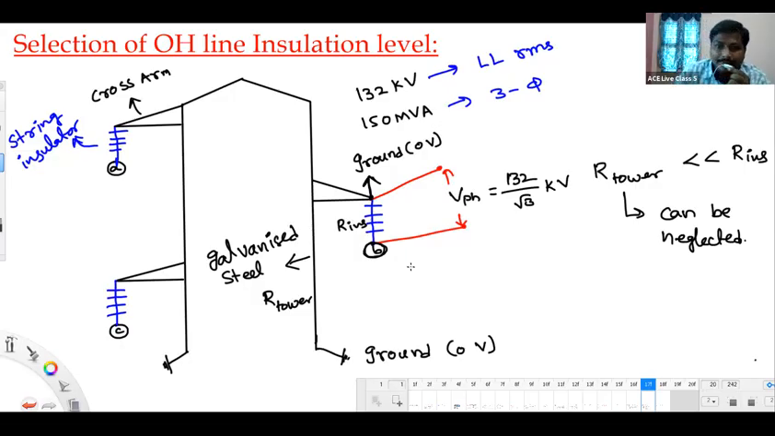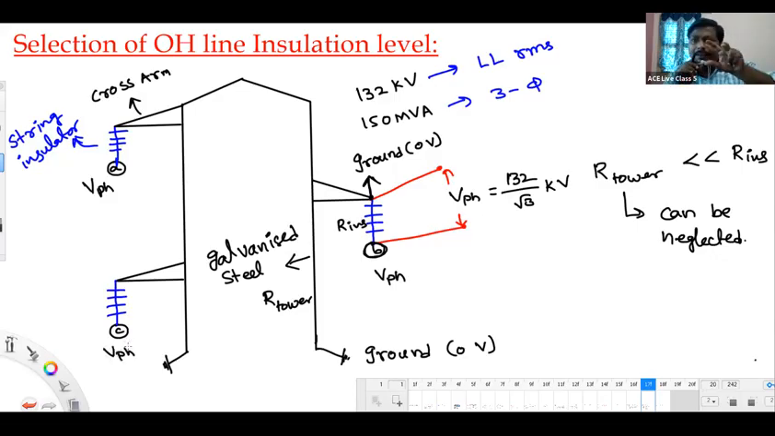With respect to ground, definitely. Yes or no? So what is this conductor B to ground voltage? Phase voltage only, line to line voltage by √3. And what is conductor A to ground voltage? Means conductor A voltage. That is also phase voltage only. And what is conductor C voltage? That is also phase voltage only.